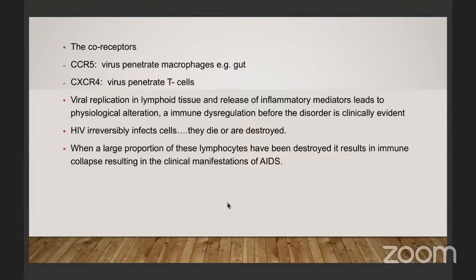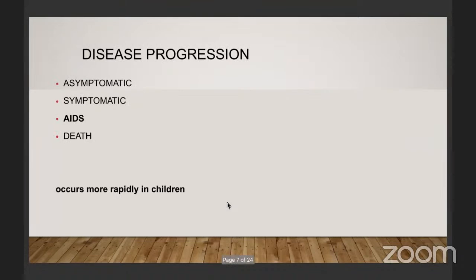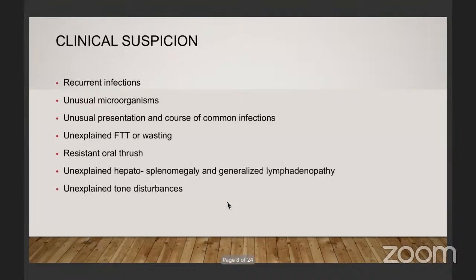So when a large proportion of these lymphocytes have been destroyed, it leads to immune collapse, resulting in clinical manifestation of AIDS. So the disease progression goes from asymptomatic, symptomatic, AIDS, and death. So this occurs more rapidly in children because after 1 month of infection there will be high viremia, and it doesn't go down unless there is ART intervention at that point. So my colleague will take over.